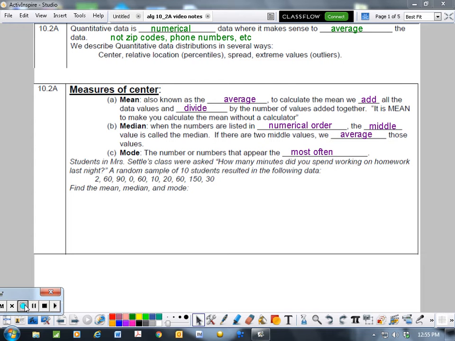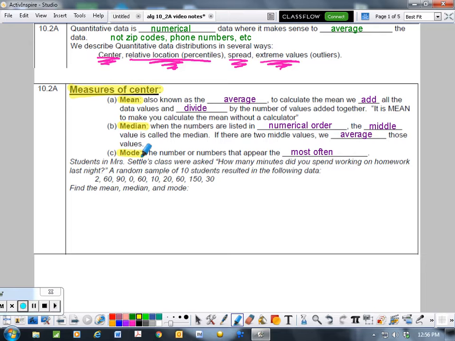And so when we describe our quantitative data, we look at it in several different ways. We look at the center of our data. We look at relative location, also known as percentiles. We look at spread and extreme values, also known as outliers. So the first thing we're going to start with is measures of center. And measures of center are going to be known as, the first measure is mean, the next one's median, and the last one is mode.